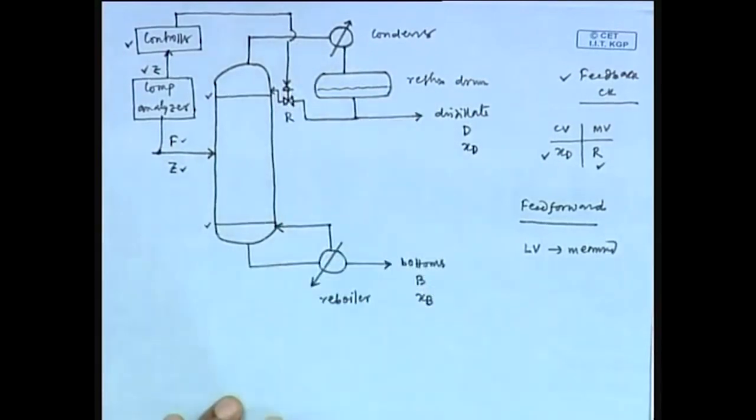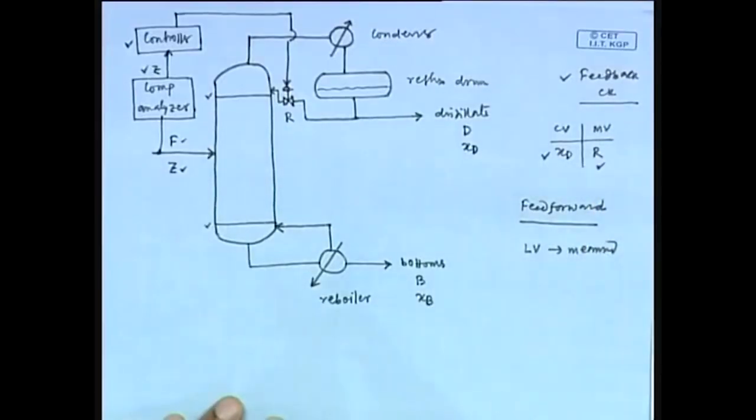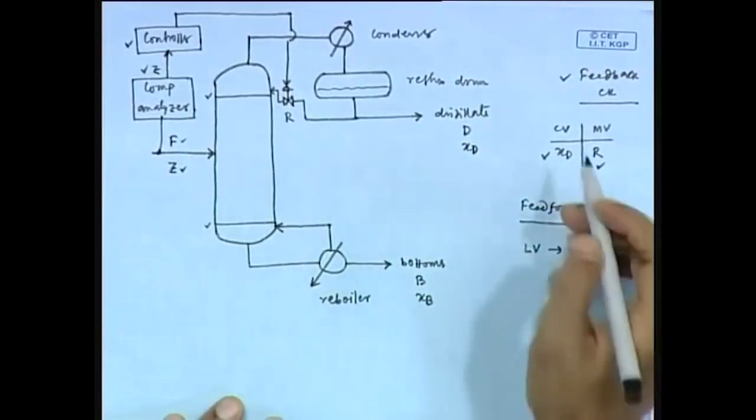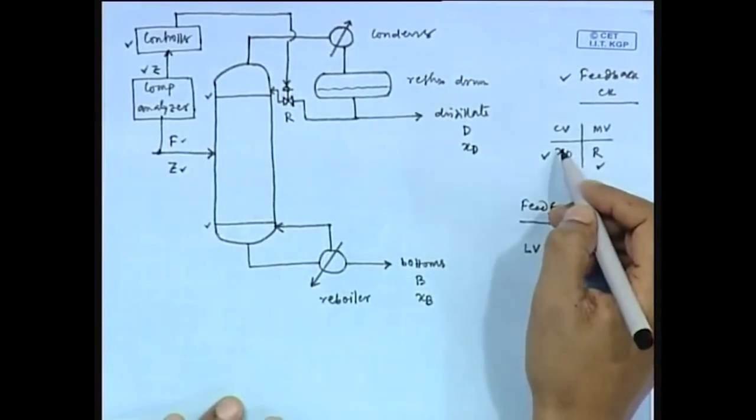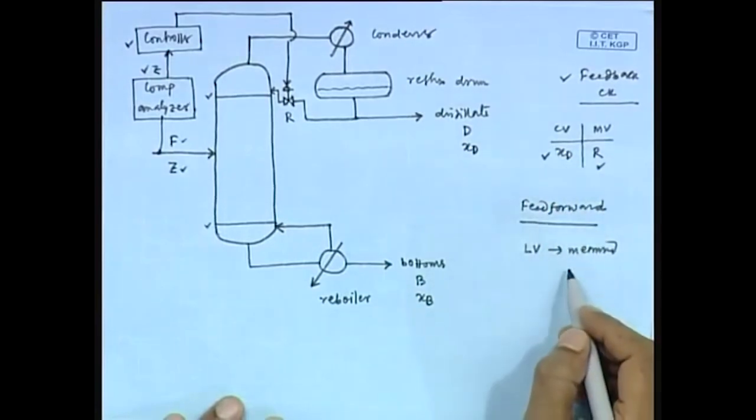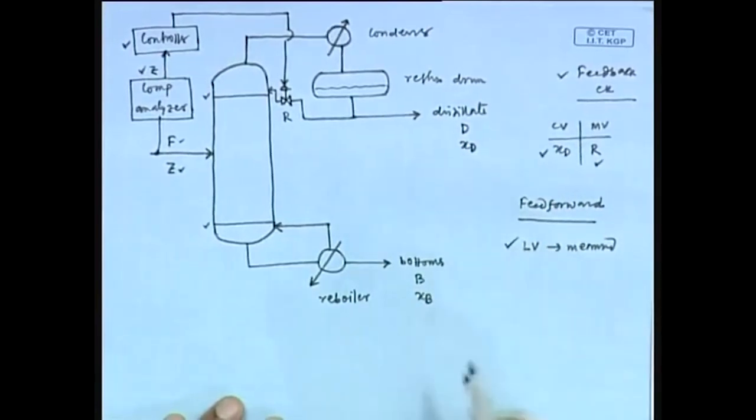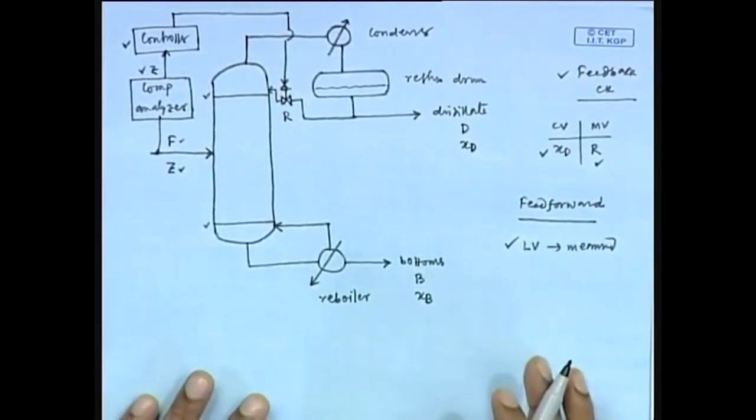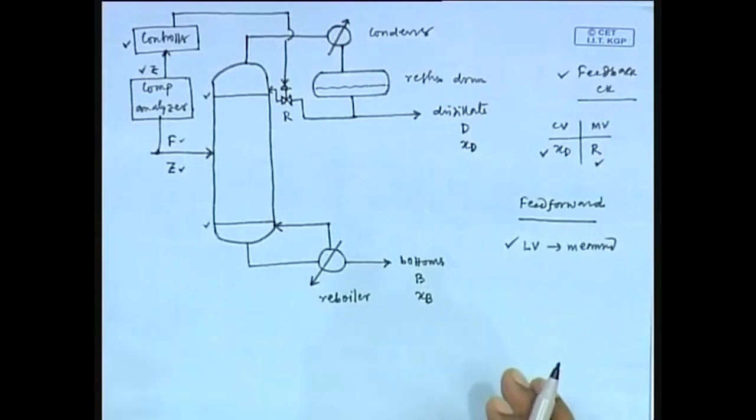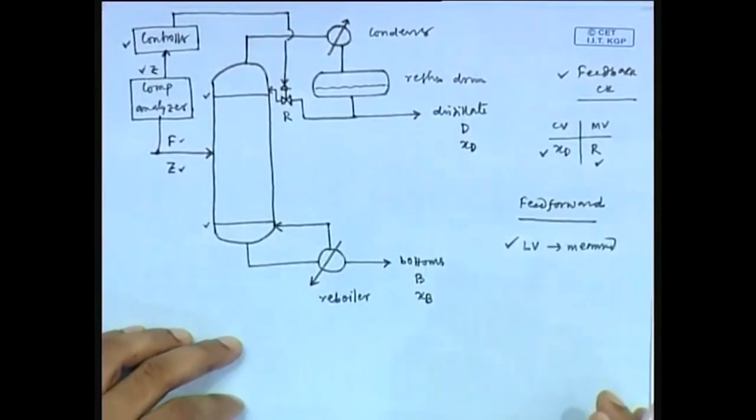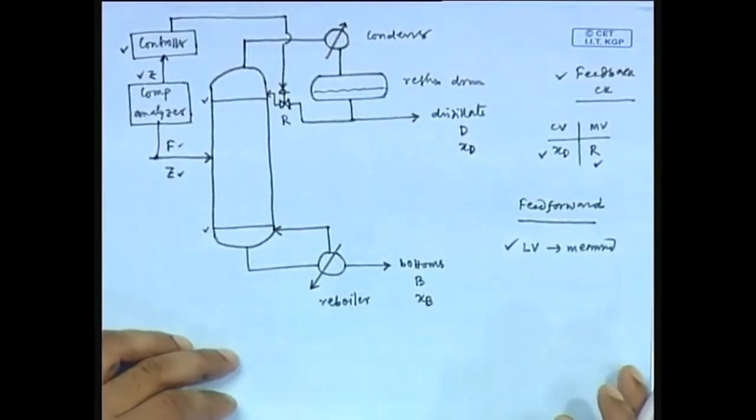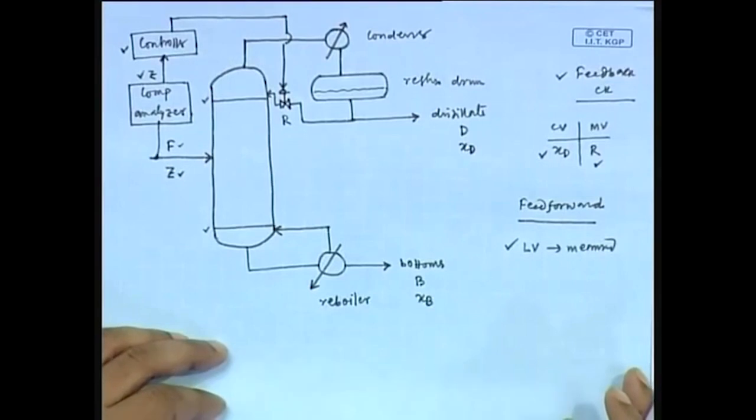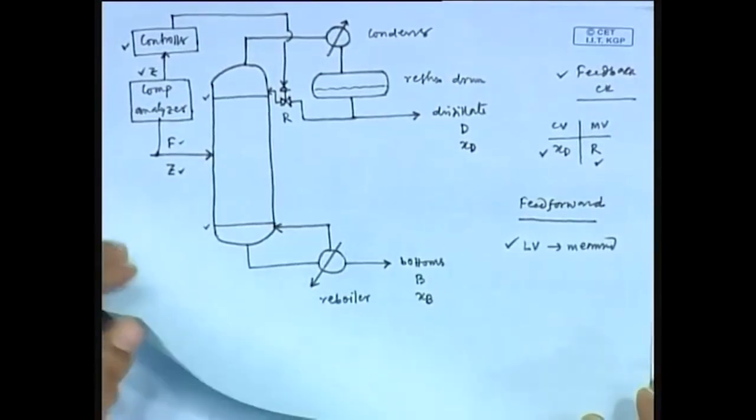Fine. So the major difference between the feedback control and feed forward control is, for the feedback control scheme we measure directly the control variable, and for feed forward control scheme we measure the load variable or disturbance variable. There are many other differences which we will discuss in the subsequent classes. Fine. Another control scheme we will discuss next with this distillation example, that is inferential control scheme.